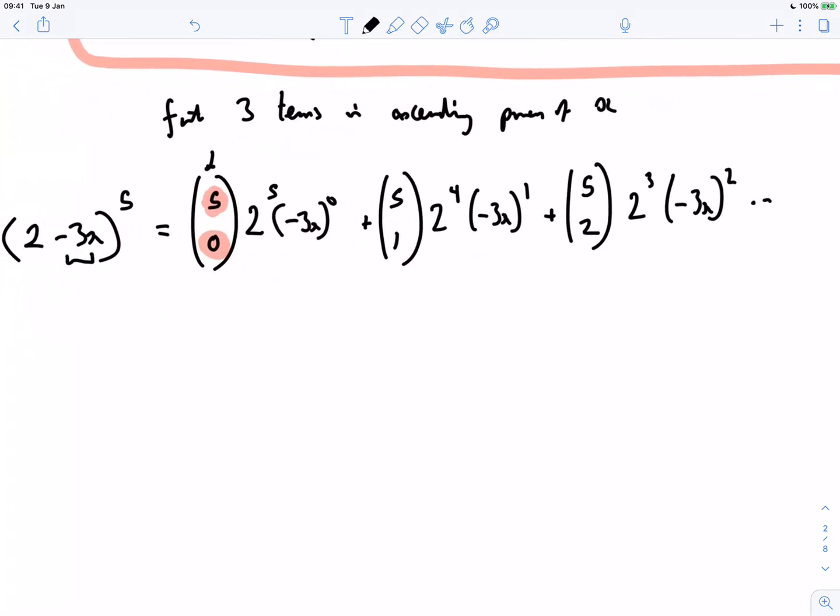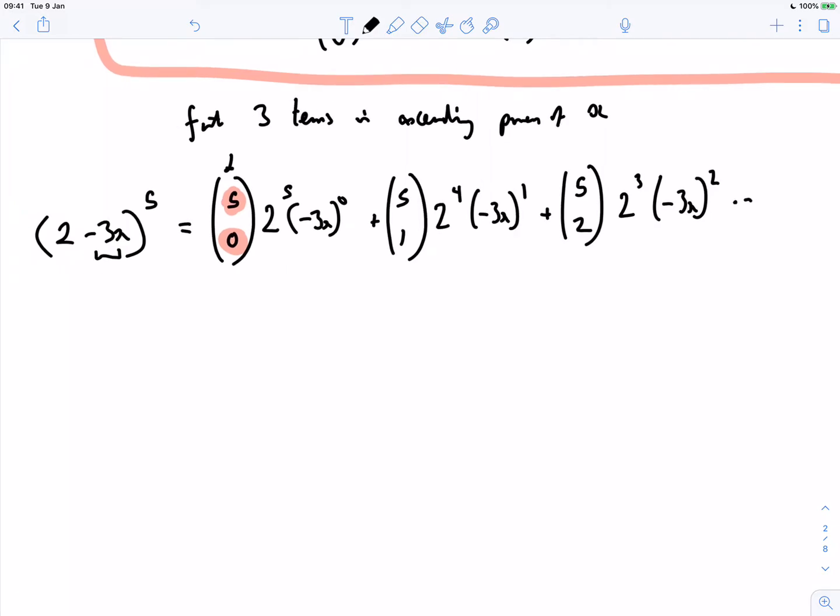Anyway, so back to here. So 5 choose 0 is 1. 2 to the power 5 is 32. So it looks like 1 times 32 times by another 1. So it looks like the first term's 32.